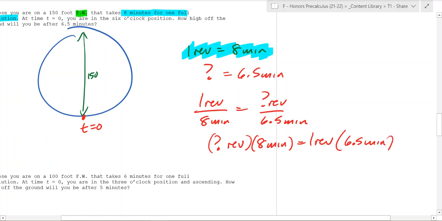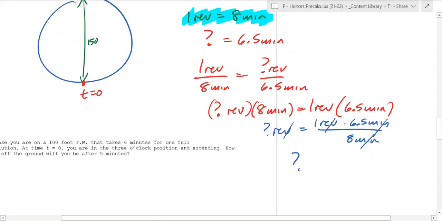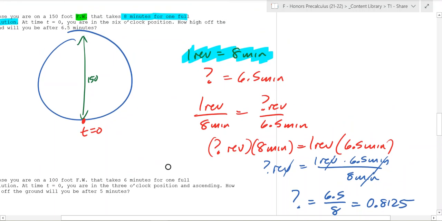So what do we end up with here? We end up with a little bit more. The revolution equals 1 rev times 6.5 minutes over 8 minutes. Those cancel, that cancels. So we're just going to get a number here. So the question mark is going to equal 6.5 over 8, which equals 0.8125. So that's how much of the full rotation has happened right there. So now we can use that information to figure out how many degrees we've gone here.